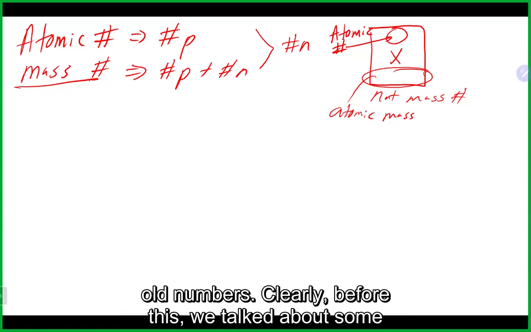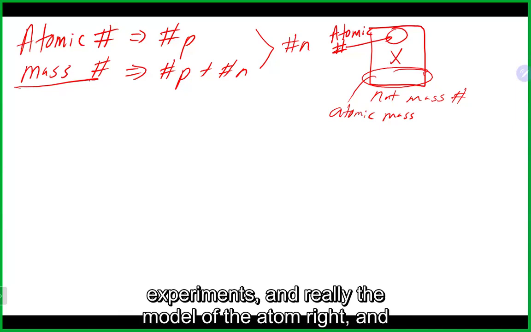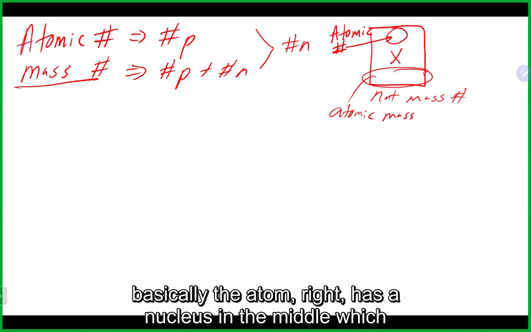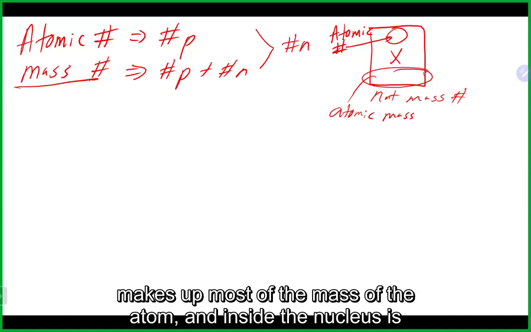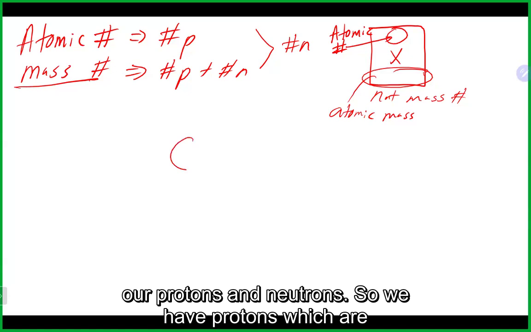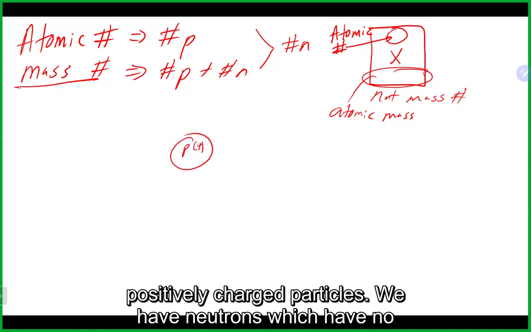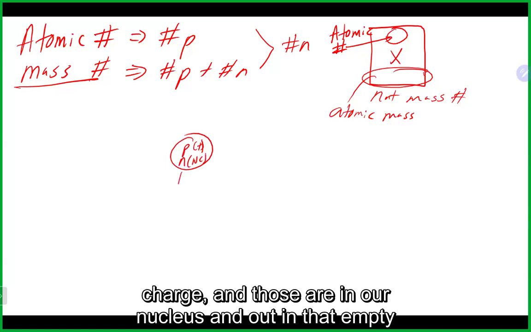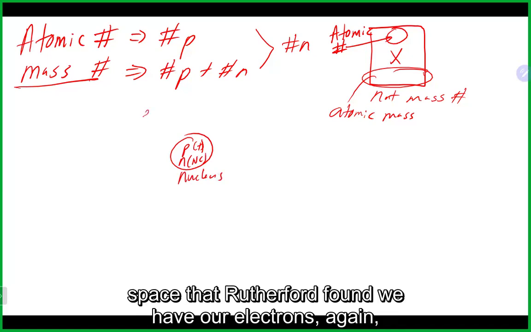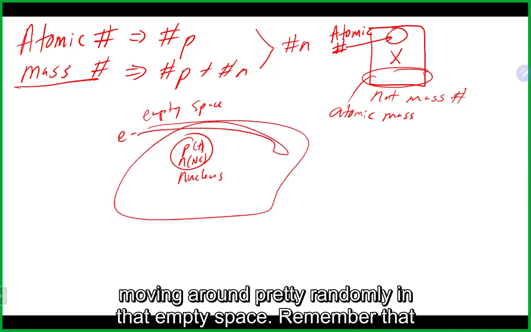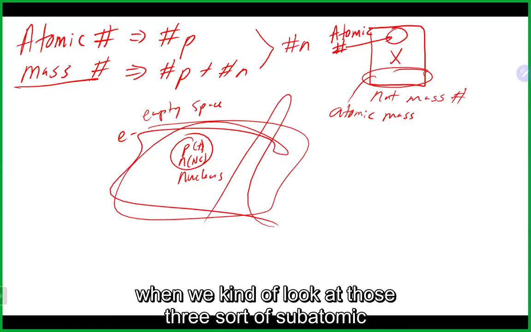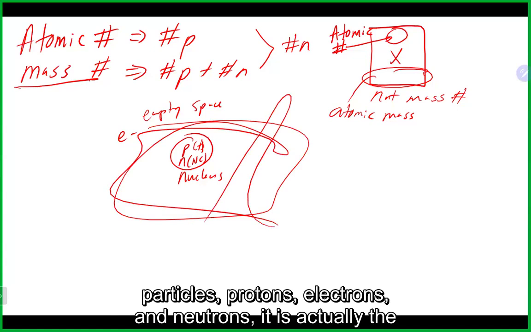Clearly, before this, we talked about some experiments and really the model of the atom, right? And basically, the atom has a nucleus in the middle, which makes up most of the mass of the atom. And inside the nucleus are our protons and neutrons. So we have protons, which are positively charged particles. We have neutrons, which have no charge, and those are in our nucleus. And out in that empty space that Rutherford found, we have our electrons, again, moving around pretty randomly in that empty space.